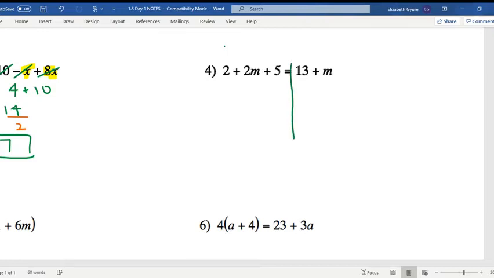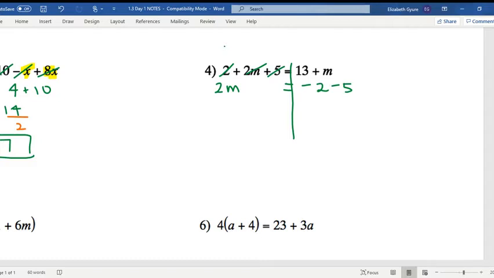Let's get our 2 columns here. What am I going to pick on? Asia, what do we do first? Okay, so which number should I move to the right? Okay, yeah, so Asia wants to move this 2 over, make it negative. We're going to leave this 2m where it is, and we're going to move the 5 over and make it negative. Good.